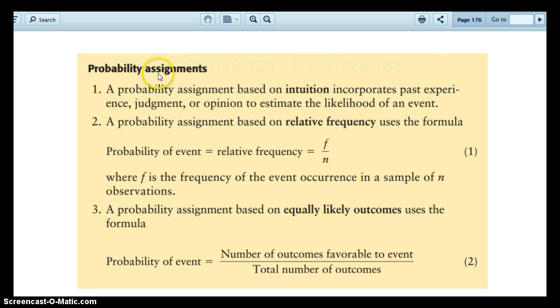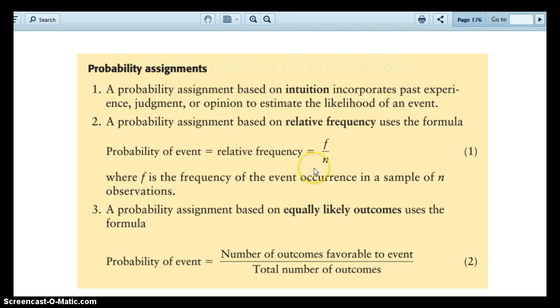For doing probability assignments, look at page 176. There's 3 ways you can come up with the probability of something. There was a problem on the test about the probability, a prediction about a sports team and how many games they would win. Sports probabilities are all off intuition. You look at both teams and you see the players and how well they gel as a team, their skill level, their strength, their athleticism, and you just make a judgment call about the likelihood of one team winning or not.